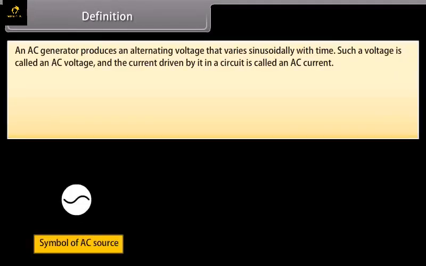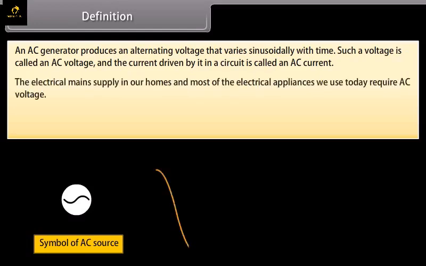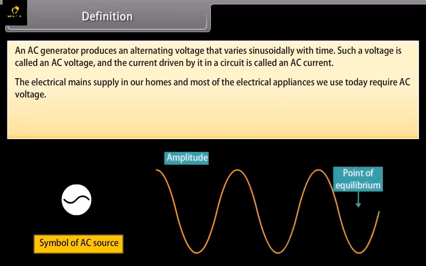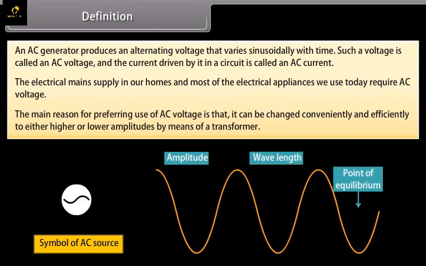Definition. As a generator produces an alternating voltage that varies sinusoidally with time, such a voltage is called an AC voltage, and the current driven by it in a circuit is called an AC current. The electrical main supply in our homes and most of the electrical appliances we use today require AC voltage. The main reason for preferring use of AC voltage is that it can be changed conveniently and efficiently to either higher or lower amplitudes by means of a transformer.